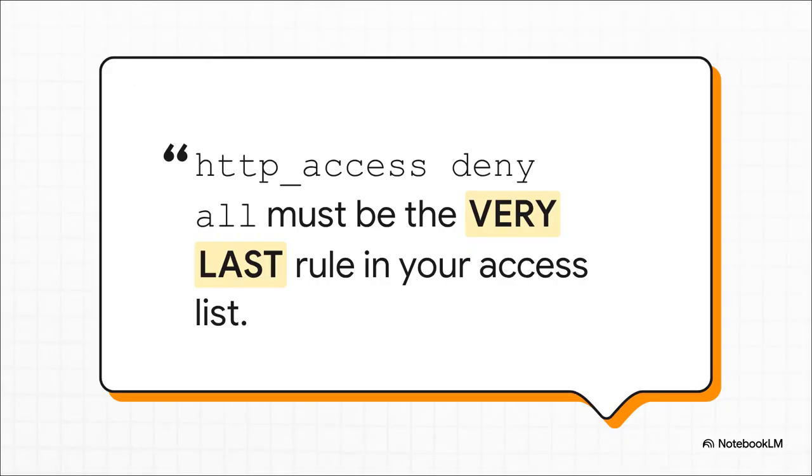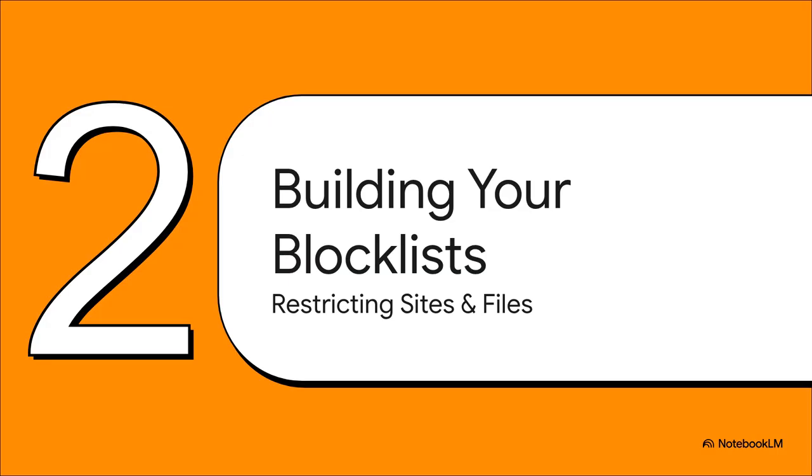Okay, I need you to pay close attention here because this is the single most important rule in the entire world of Squid. Squid reads its rules from top to bottom and it stops at the very first rule that matches. This means your allow rules must come before your deny rules. And at the absolute very end of your list, you add this line, http_access deny all. It's your safety net. It means if none of my other rules allowed this, then block it. Get this order wrong and you'll either block everyone or allow everyone. It's that critical.